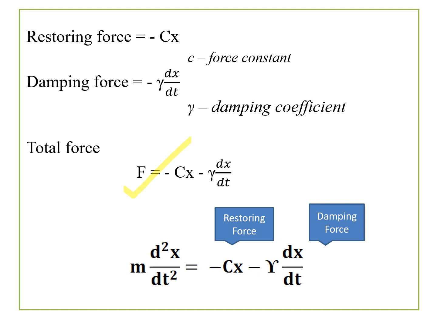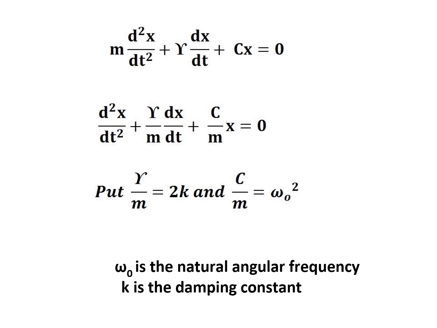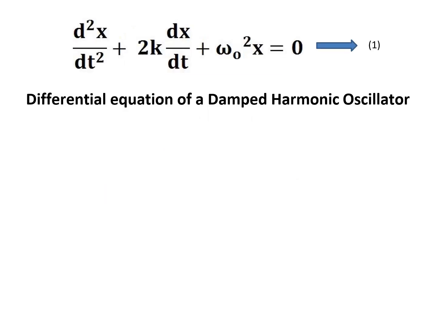As the next point, you should write the force equation for a damped harmonic oscillator. After dividing this equation throughout by m, you should give substitutions for gamma by m as 2k and for C by m as omega 0 square. Here k is called the damping constant and omega 0 is called the natural angular frequency of the oscillator. On substituting the values, you get the differential equation of a damped harmonic oscillator as d squared x by dt square plus 2k into dx by dt plus omega 0 squared x is equal to 0.